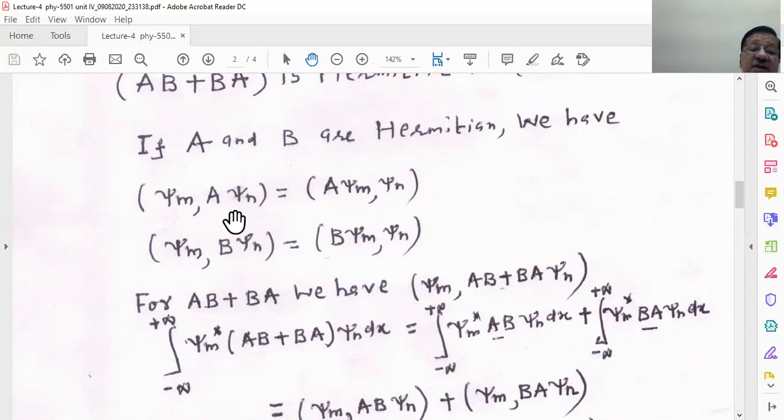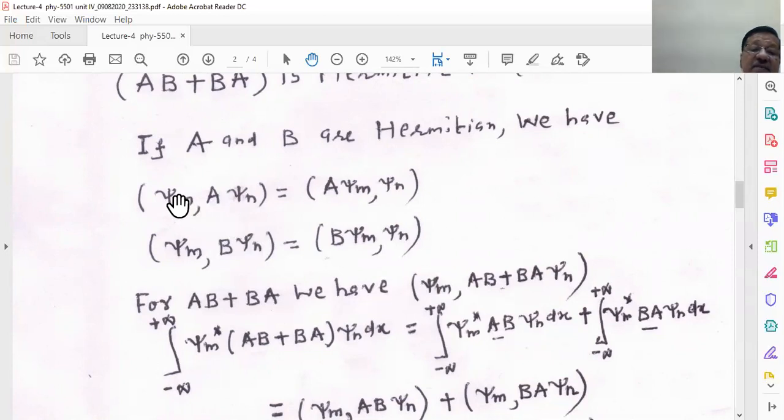So you see here, you take this left hand side, it is psi m A psi n. So our operator A is nothing but, in our case, which operator do we want to verify? We want to verify this product AB plus BA. So now your operator A is replaced by AB plus BA.